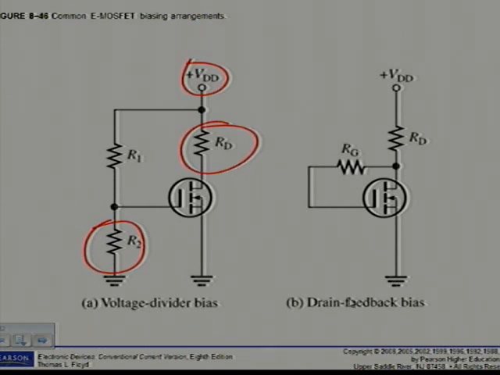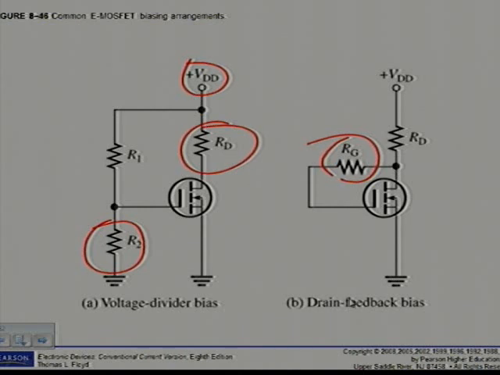So in the drain feedback circuit in figure 8.46b, there is a negligible gate current and therefore no voltage drop across RG. No voltage drop across RG. This, of course, makes VGS equal to VDS. But let's have a look at the examples here at the bottom of the page.